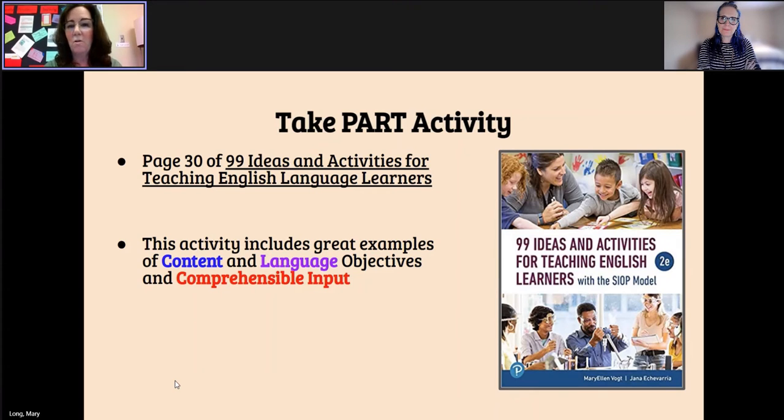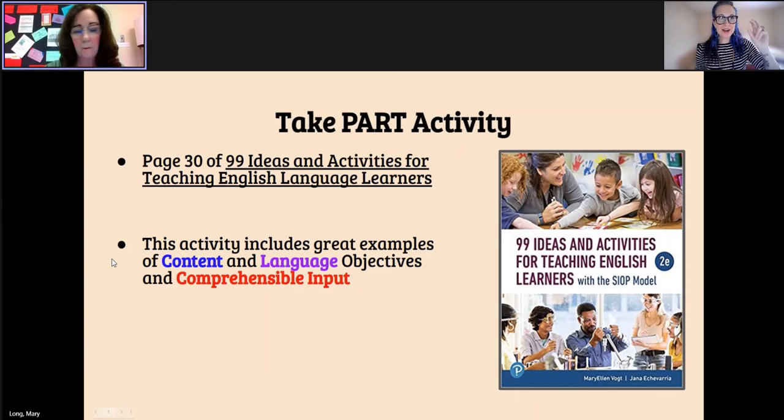We also always want to be focusing on content and language objectives. And so this strategy, this activity is called Take Part, and this activity was done by a grade 7 teacher at St. Catherine School. This really shows you those content and language objectives and how we use them in our classroom, and she gives us a great example when she is communicating with her students of comprehensible input, and that is making sure that your students are understanding what you are trying to communicate to them.